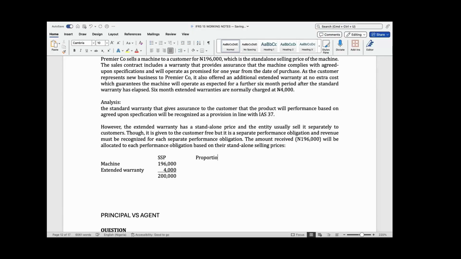The proportion for recognition: this will take 196 divided by 200. How much is that? And this will take 4 divided by 200. What's the percentage? Anybody? It is 0.98 for 196/200, which is the first one. 98%.